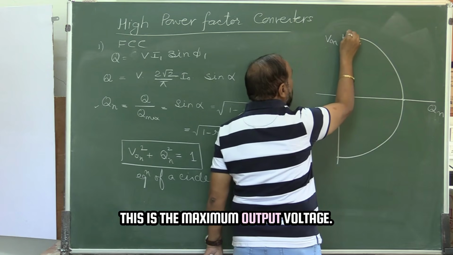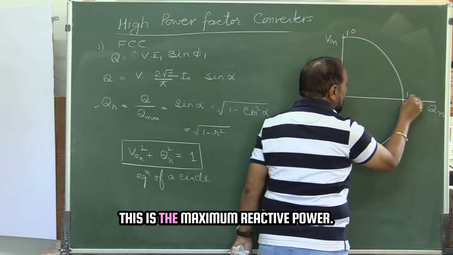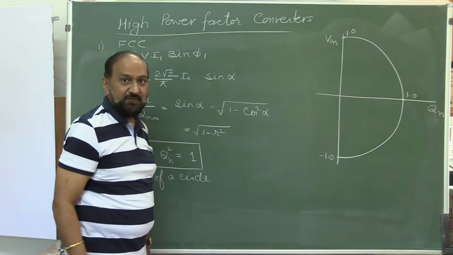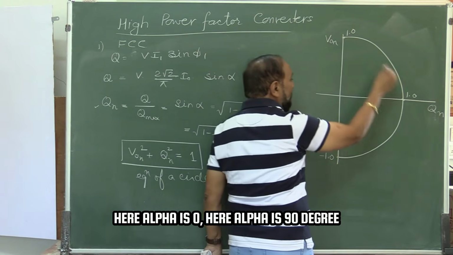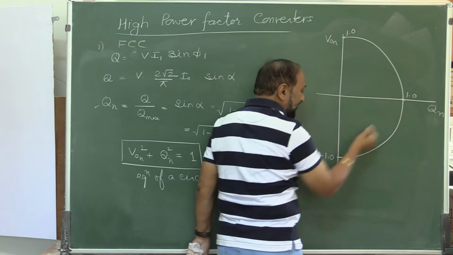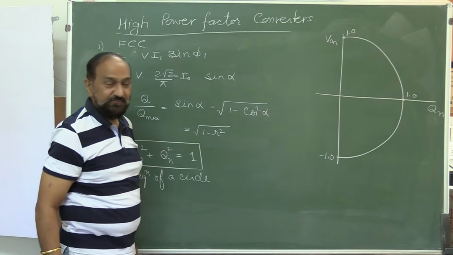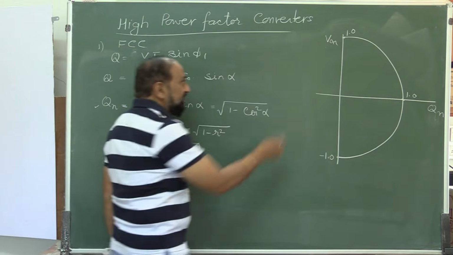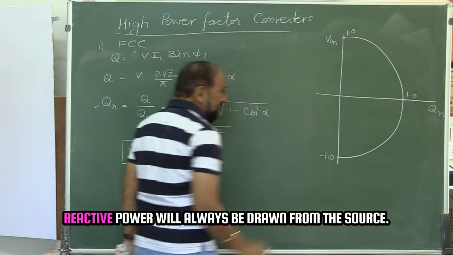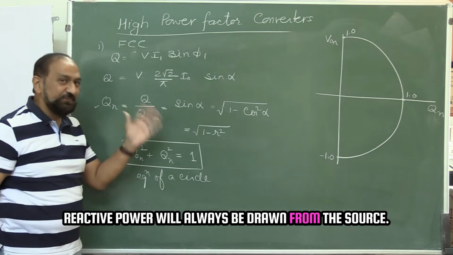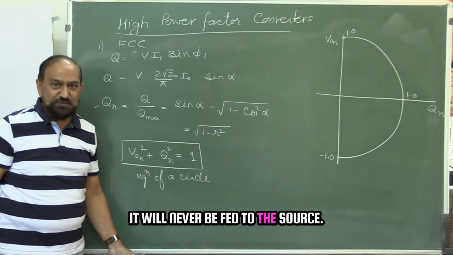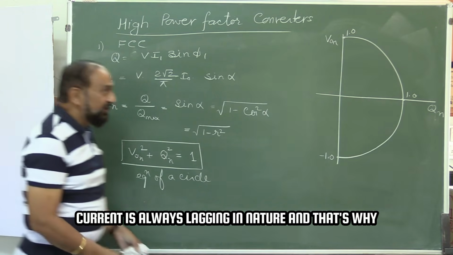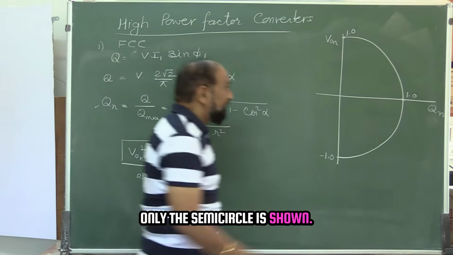this is the maximum output voltage, this is the maximum reactive power. Here alpha is 0, here alpha is 90 degree and here alpha is 180 degree. Only the semicircle is shown because this portion will never be possible. Reactive power will always be drawn from the source. It will never be fed to the source. Current is always lagging in nature, and that's why only the semicircle is shown.